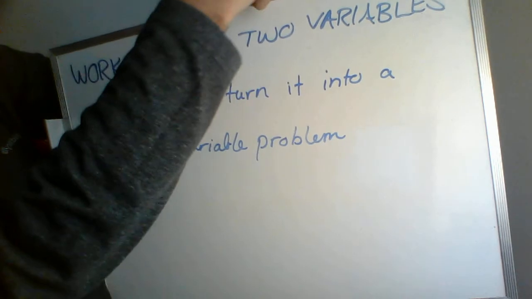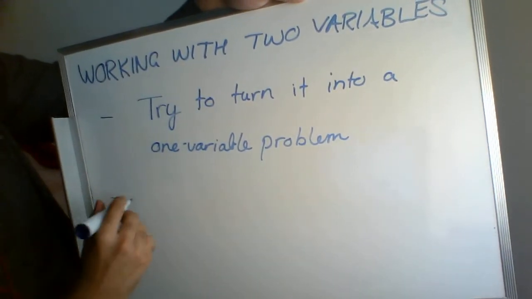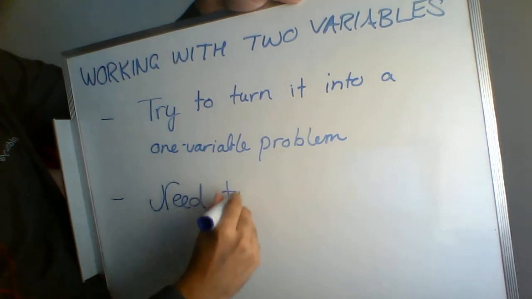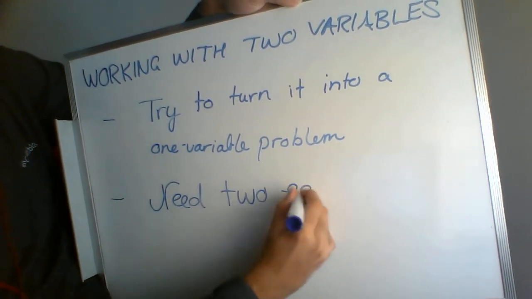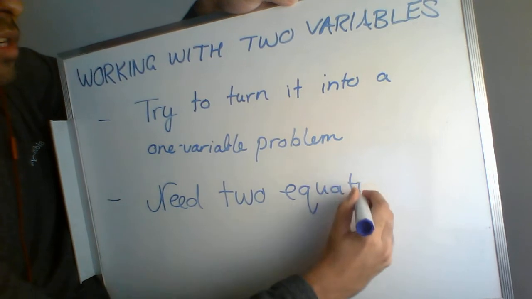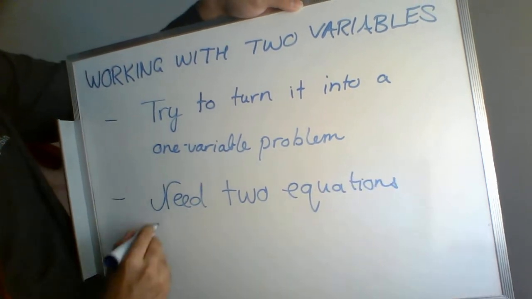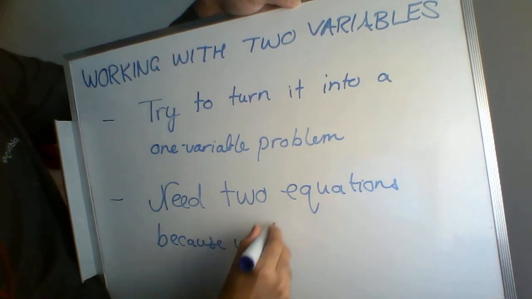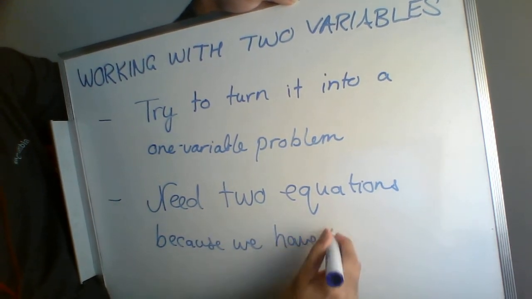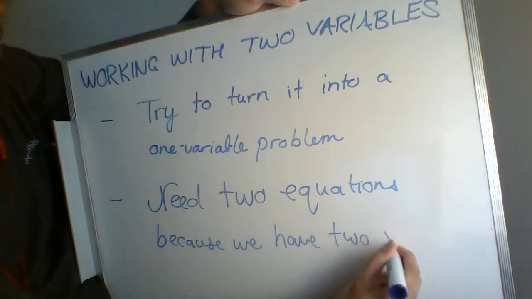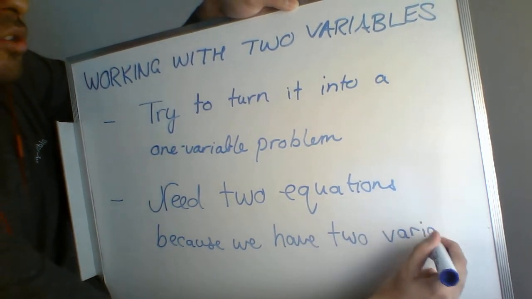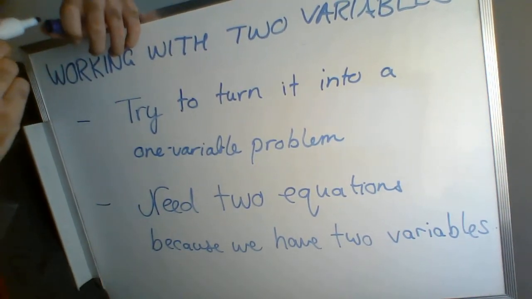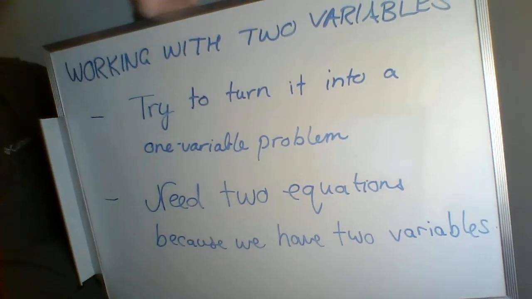Basically, we need two equations no matter what. As long as we're working with two variables, we need two equations because we have two variables. Alright, so if we've got two quantities that we need to solve for in the problem, we need a minimum of two equations.